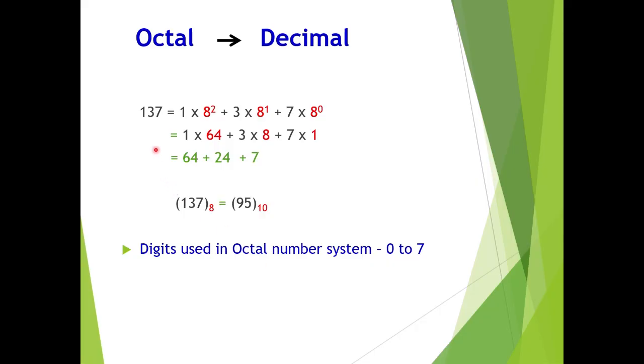Similarly, you can take another simple example. 137 means we have 3 digits. So the least digit's weight is 8 power 0, next is 8 power 1, next is 8 power 2. So 1 into 8 power 2 plus 3 into 8 power 1 plus 7 into 8 power 0. So you will be getting 95 as the answer.